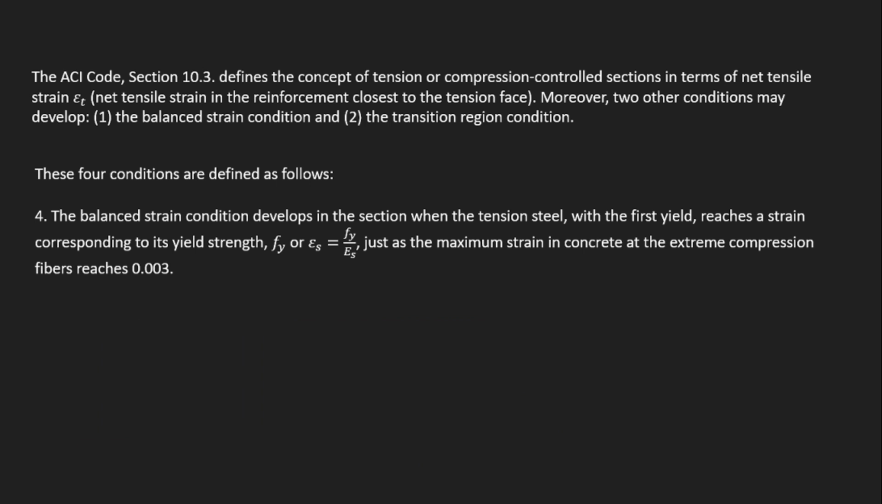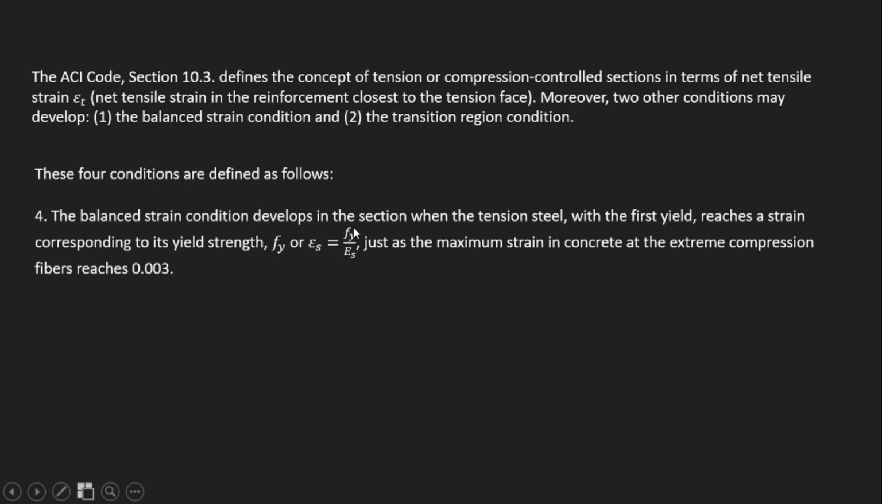And for number 4, this is the last part of our condition na yung balanced strain condition nga is developed in the section when the tensile steel at first yield reaches a strain corresponding to its yield strength, or yung εy nga natin or εt. Basta pag mayroon tayong 2 or more layers, kung gamitin natin is yung εt or net tensile strain. Pero kung isa lang naman, okay lang naman yung gamitin natin na variable na strain εs or the actual strain.